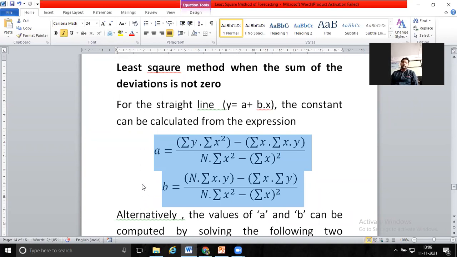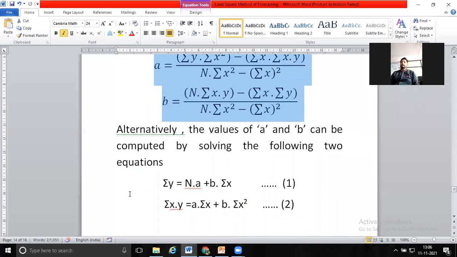So these two formulas you have to mug up, or you have to remember, whenever there is a problem related to deviation not equal to 0.